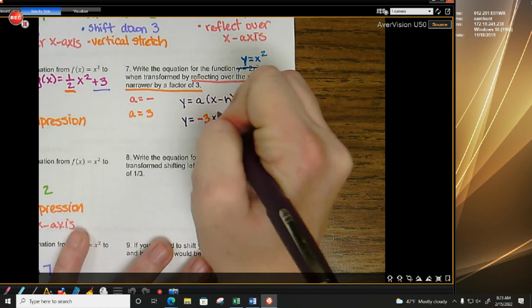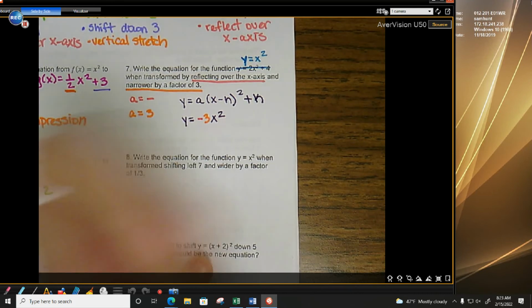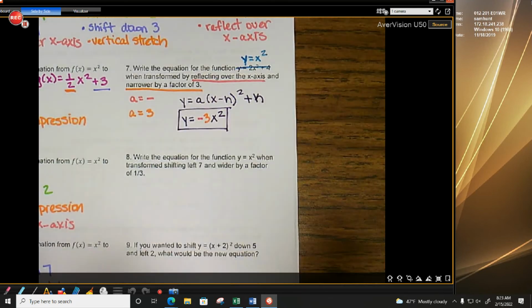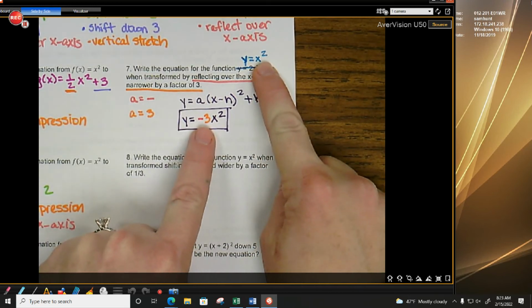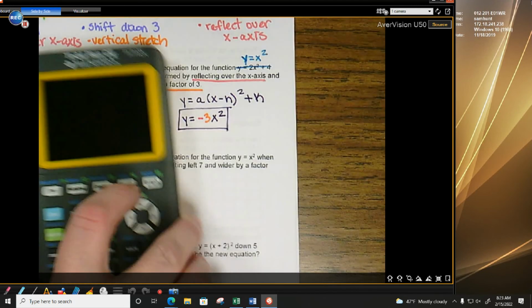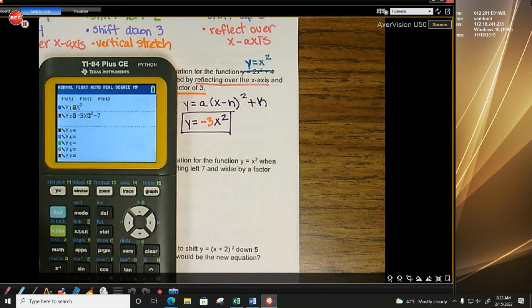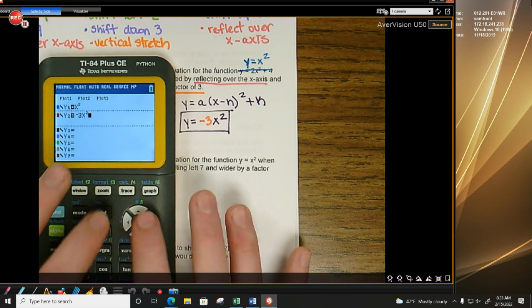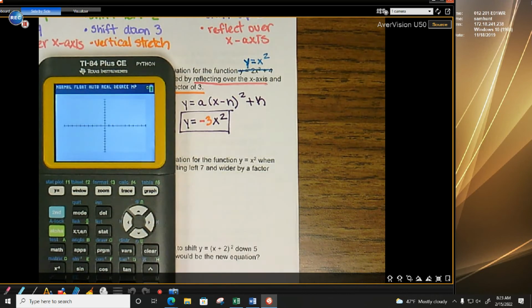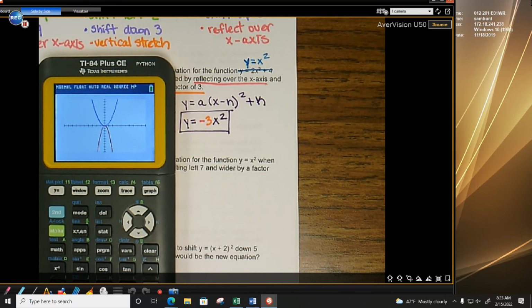Could you graph these two to make sure that you reflected and became narrower? Yeah, let's do it. Let's check. Y equals x squared and then y equals negative 3x squared. So when I graph it, it should be reflected and it should be skinnier. And it is. That means I wrote the correct equation. Is the vertex still at the same spot? Yeah, because it didn't say anything about shifting. If it doesn't ever use the word shift, move, or translate, your vertex is going to be at the same exact location. We good?